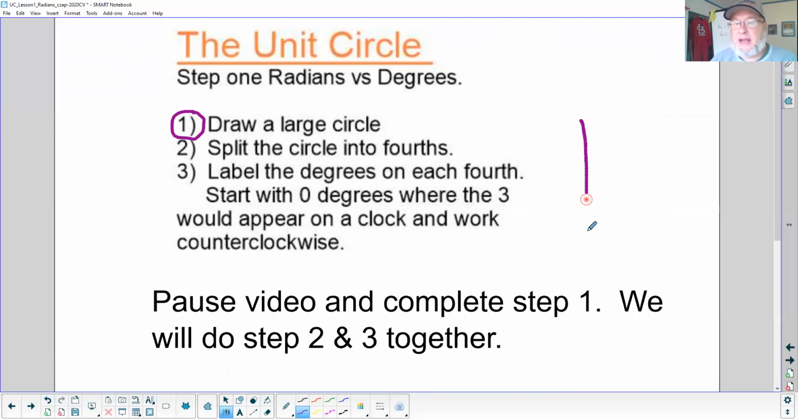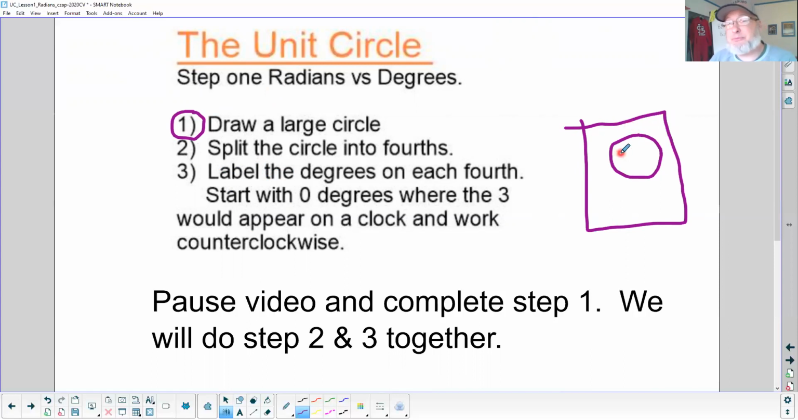If your paper is 8.5 by 11 and it looks like this, just a regular notebook paper, I wouldn't put it in the center. I'd put it more towards the top, but your circle is going to kind of look like this. Leave a little bit of room here on the edges, but make it pretty large. So all you need is just probably from the edge of the circle to the edge of the paper, about an inch or two. But try to make it pretty large. Do your best.